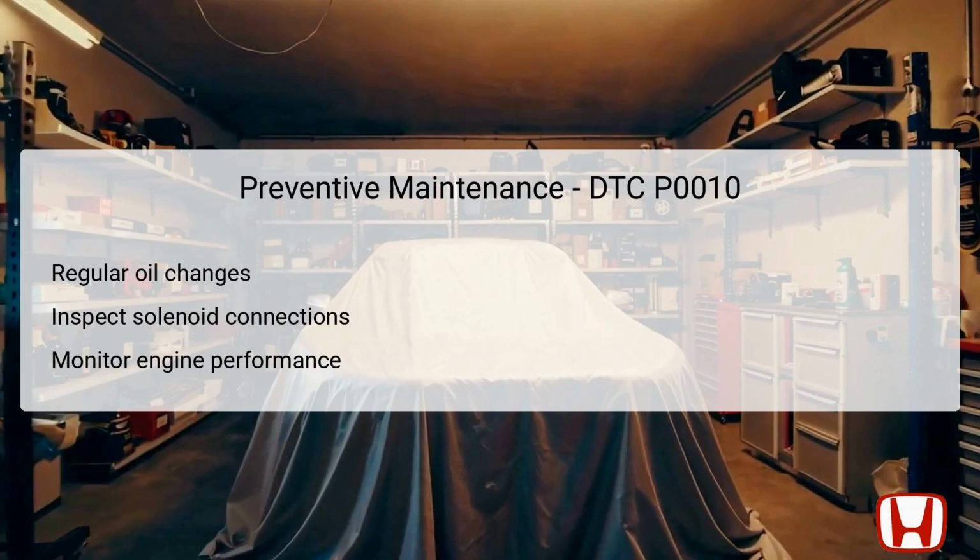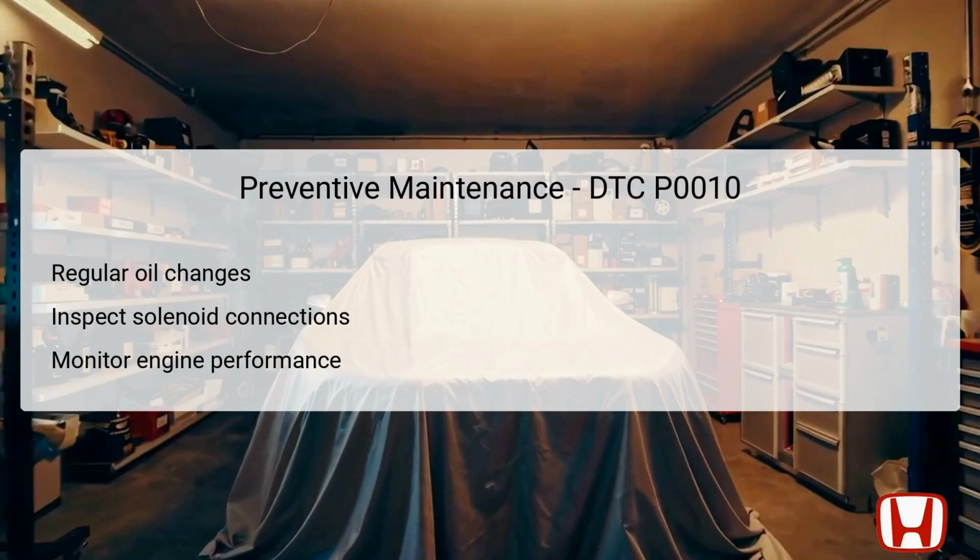Implementing preventive maintenance is essential to prolong the life and functionality of the variable valve timing system and the associated components. Regular engine oil changes are particularly crucial as they prevent sludge buildup within the VTC oil control solenoid. Clean oil ensures that the solenoid can adaptively respond to valve timing adjustments, optimizing performance.